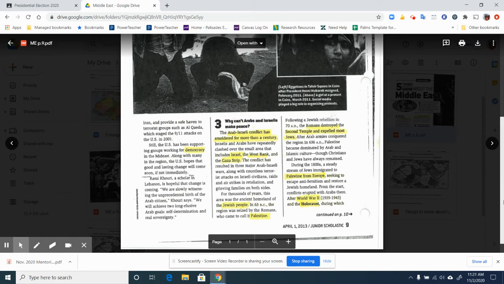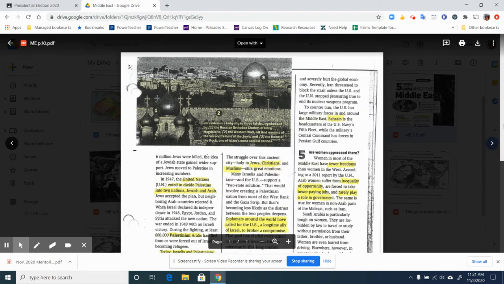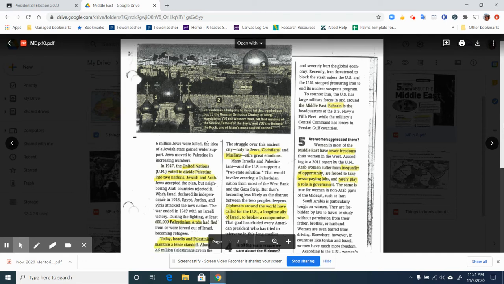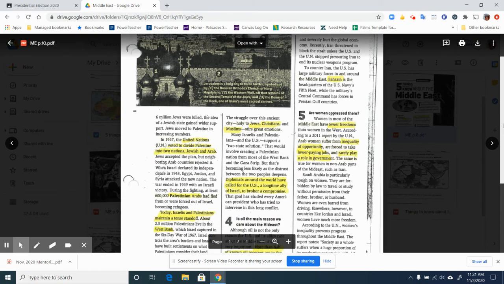After World War II, from 1939 to 1945, and the Holocaust, during which 6 million Jewish people were killed, the idea of a Jewish state gained wider support. Jews moved to Palestine in increasing numbers. In 1947, the United Nations, or the UN, voted to divide Palestine into two nations, Jewish and Arab. Jews accepted the plan, but neighboring Arab countries rejected it.